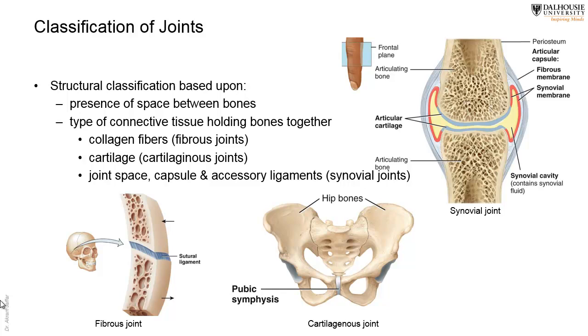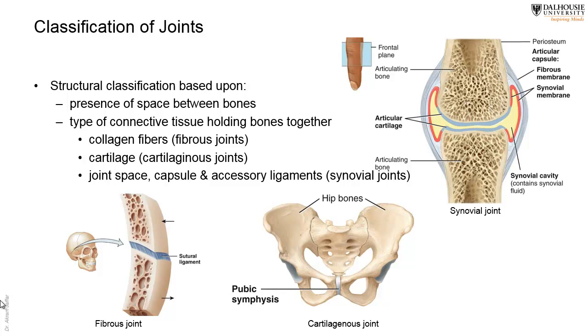So it could be collagen fibers that are present between the two bones, for example here, and it's called a fibrous joint, or it could be a cartilage that is present between the two bones. Remember here, for example, we have the hip bones, and this is the pubis on one side, the pubis on the other side, and in between them there is a cartilage, and so it's called a cartilaginous joint. Or, like in a synovial joint, there is a joint space. Here there is no joint space, but here there is a joint space.